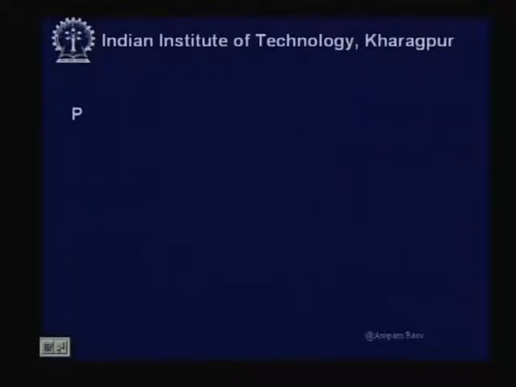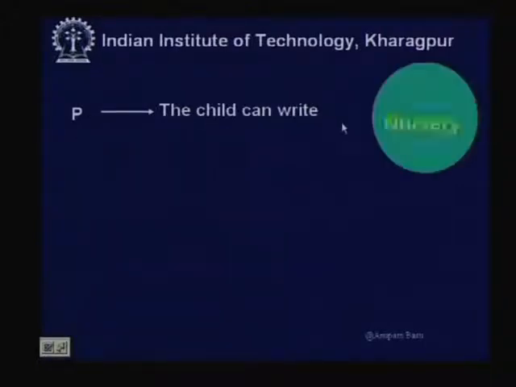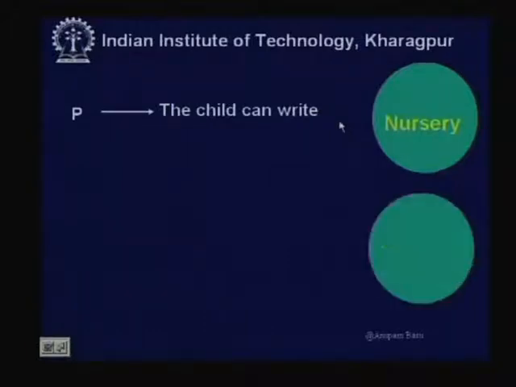For example, let us start with a proposition P, and suppose that proposition means a child can write. That is a proposition. So, this proposition P is a label for "the child can write", and suppose here we have got a world nursery, and there is another world class 2. Now, what is the truth value of this statement, the child can write?